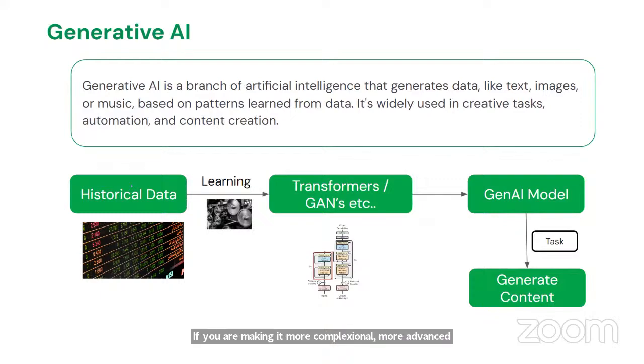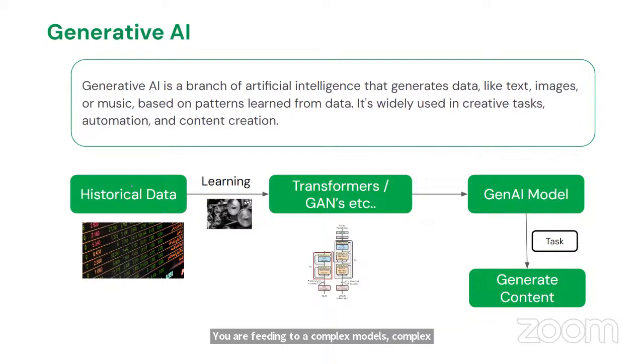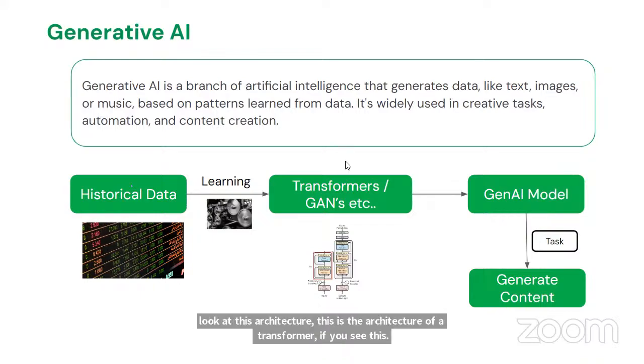So you'll be having this model. Same thing: whatever historical data you're having, you're feeding to complex models, complex architectures called transformers and GAN. If you look at this architecture, this is the architecture of a transformer. I'll come to that slowly.